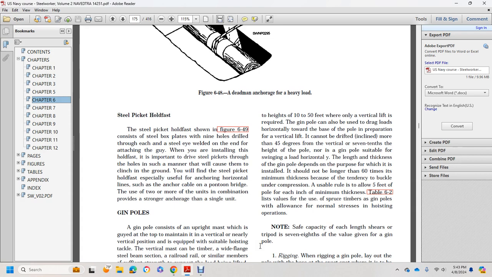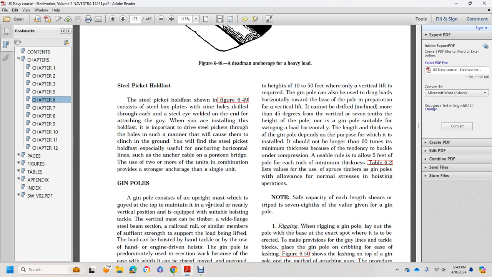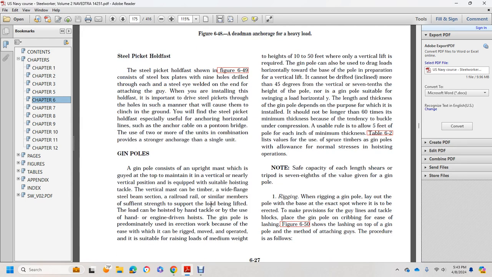You will find the steel picket holdfast especially useful to anchor a horizontal line, with the anchor club with the platoon bridge, for the use of two or more units. The combination provides a stronger hold than the single unit.